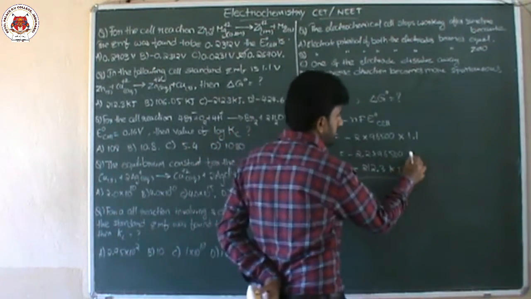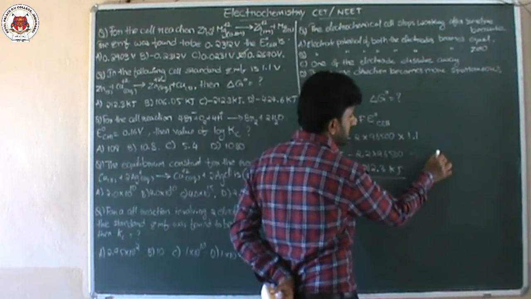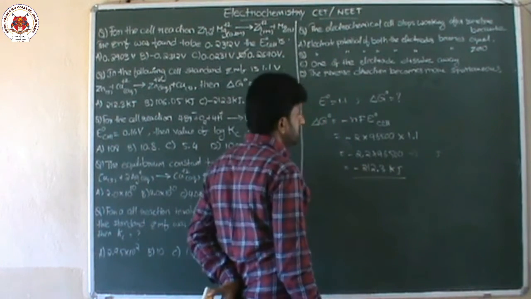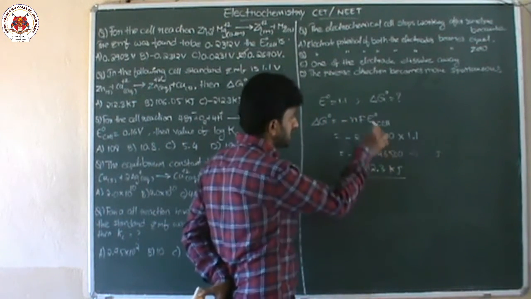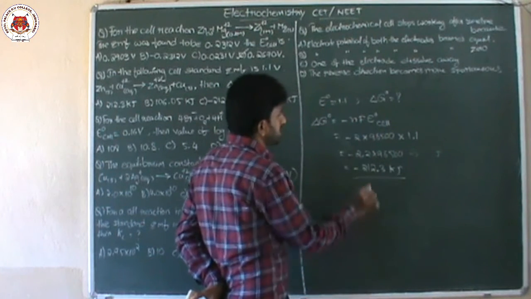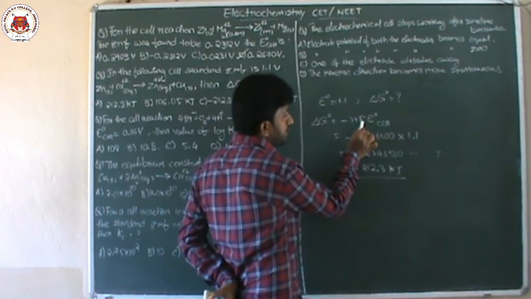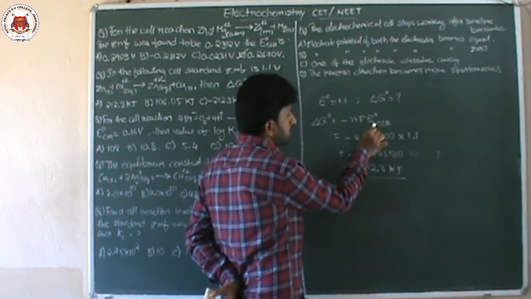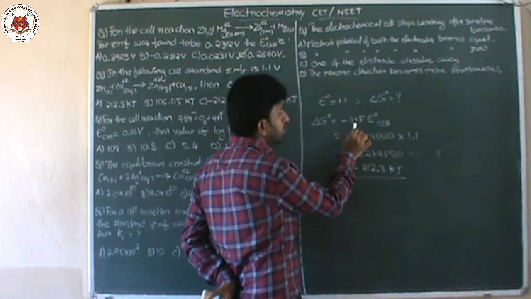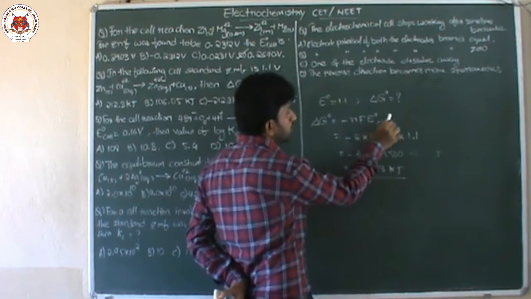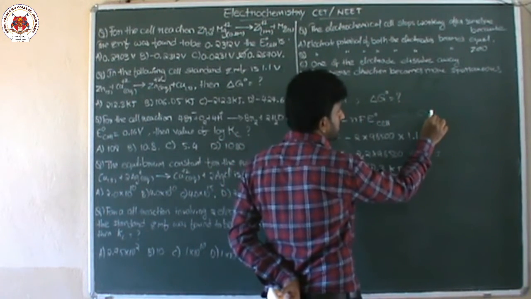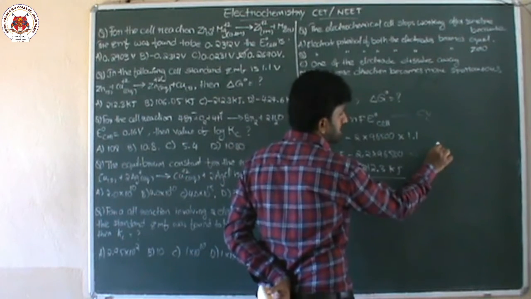Basically, if you directly calculate, your answer will be in joules. Why? Because here it is Faraday's constant, coulombs per mole. This is volt and this is mole. Mole per mole cancel. Coulomb into volt, your answer will be coulomb volt. Coulomb into volt is nothing but joules.